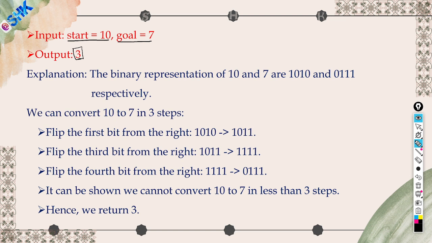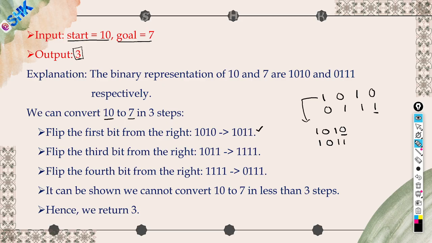The binary representations of 10 and 7 are 1, 0, 1, 0 for 10 and 0, 1, 1, 1 for 7 respectively. We can convert the given start data, which is 10, to the goal data, which is 7, in 3 steps. Now, if you observe the bit pattern, we need to flip the first bit. Whenever you flip the first bit of the source data, previously we have 10 equivalent to 1010. We require to flip as the destination consists of 1. So when you flip this, the output we get is 1011. This is the first flip required.